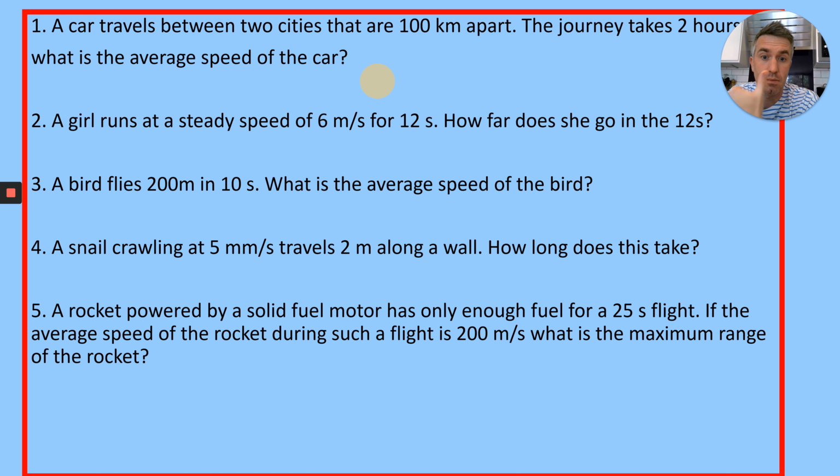Done? Spiffing. The other thing I wanted to note here, in question 1 and question 3, it says a car travels between two cities 100 kilometers apart. The journey takes 2 hours. What's the average speed of the car? So when you do that calculation, the distance divided by the time, you end up doing 50 kilometers an hour.